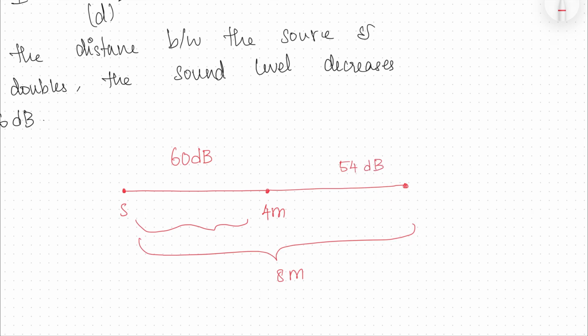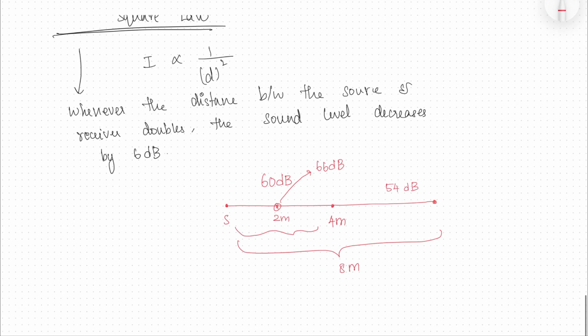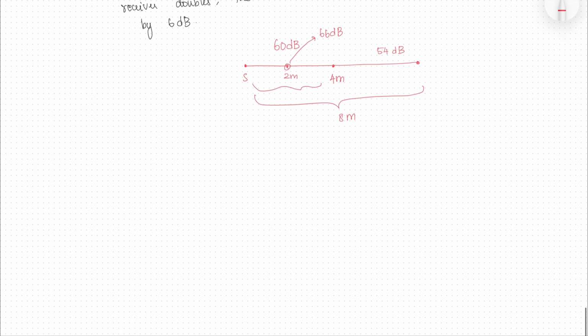Now imagine they have given you the level at 4 meters and they're asking you to find it at 2 meters. Here the distance halves, so you have to add 6 decibel to it. So at 2 meters it will be 60 plus 6, so 66 decibel. Okay, so I hope this is clear. This is your inverse square law. So we talked about sound intensity, intensity level, sound level, and the inverse square law. Now we'll move on to the reverberation time.